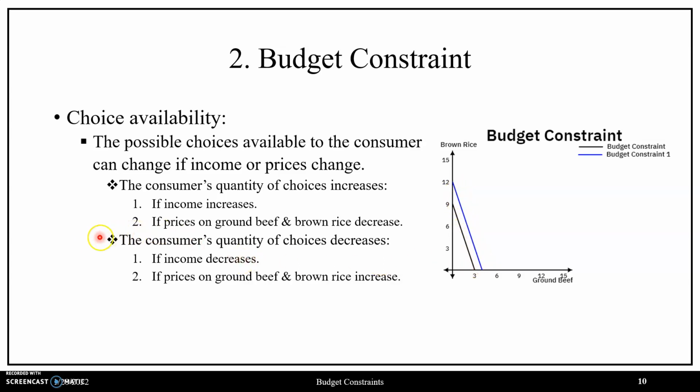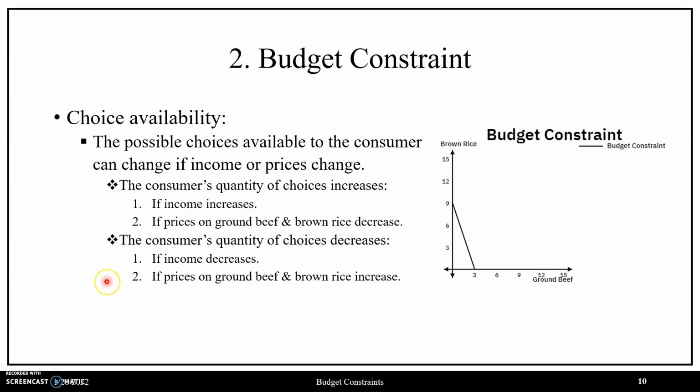And in terms of the second case, we have the consumer's quantity of choices can decrease if consumer income decreases or if both our prices on ground beef and brown rice increase. In that if income decreases, holding the price on goods and services constant, our consumer will be able to afford less goods and services than they could before.